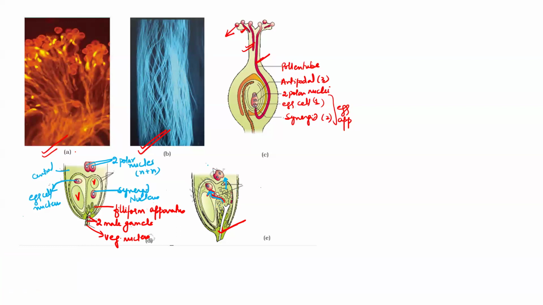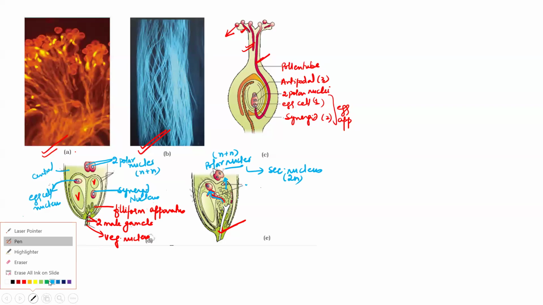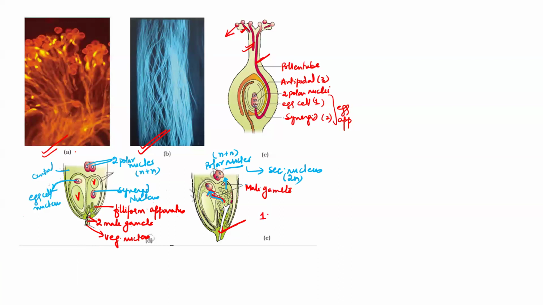Now, these two polar nuclei, if you please read the NCERT 11th class, you will find that just before the male gamete fuses, the two polar nuclei become a secondary nucleus. So polar nuclei are haploid, but secondary nucleus is diploid. Clear? And these are two male gametes. The male gametes are going and fusing. So one male gamete fuses with egg cell to form zygote, which will develop into the embryo.